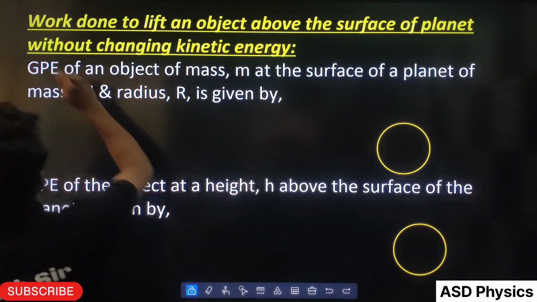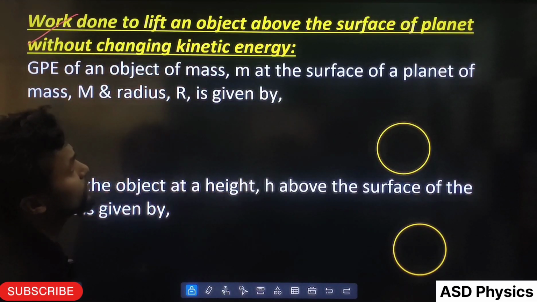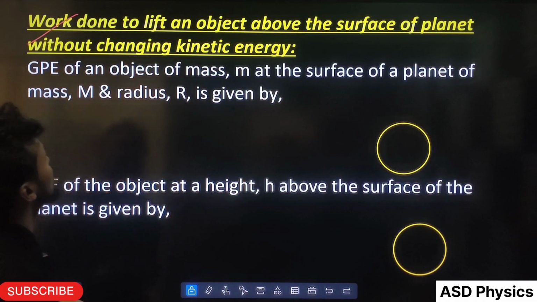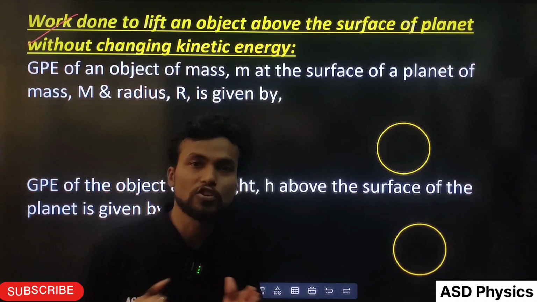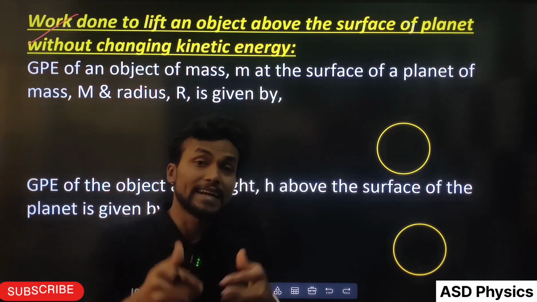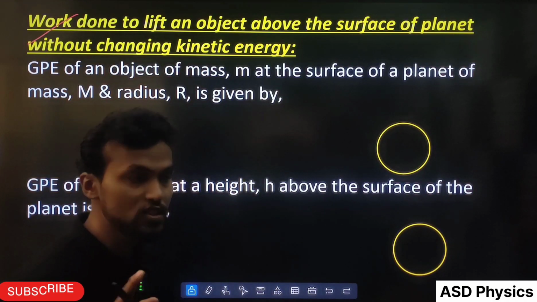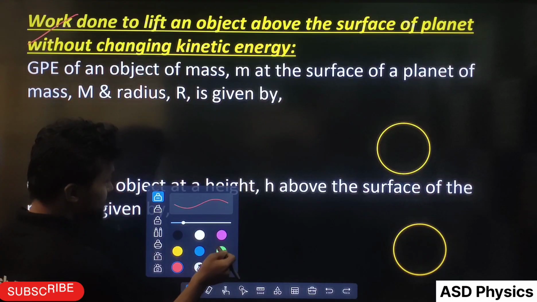So see here please, work done to lift an object above the surface of a planet without changing kinetic energy. So if the kinetic energy is not changing, whatever work is done will change the gravitational potential energy. Okay, so let's see one by one.